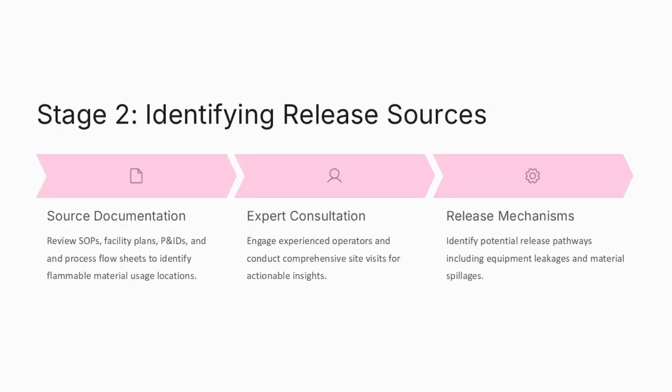Identify release sources. So you need SOPs, facility plans, P&IDs, process flow sheets, experienced operators and site visits. Identify potential release mechanisms. Leakages are quite a common one, and often spillages as well, especially when you're filling the equipment up, in areas where you're tipping stations, for instance, or you're adding a liquid or a gas.